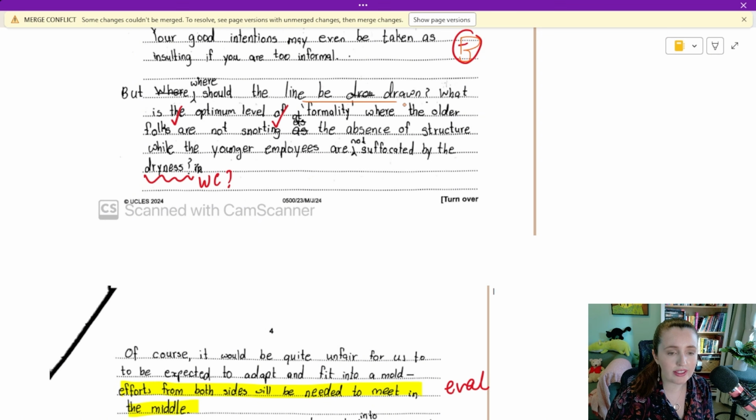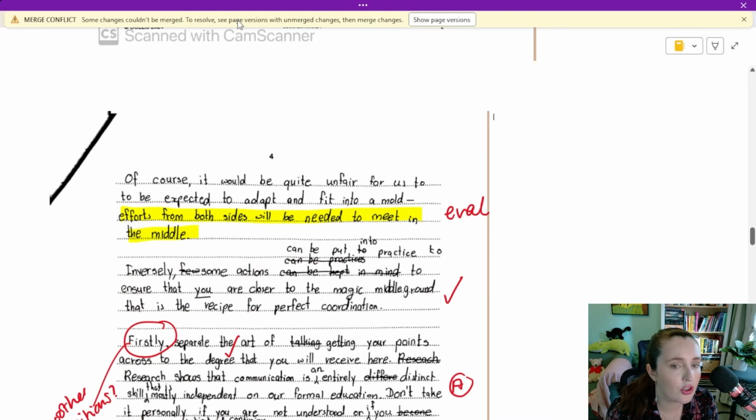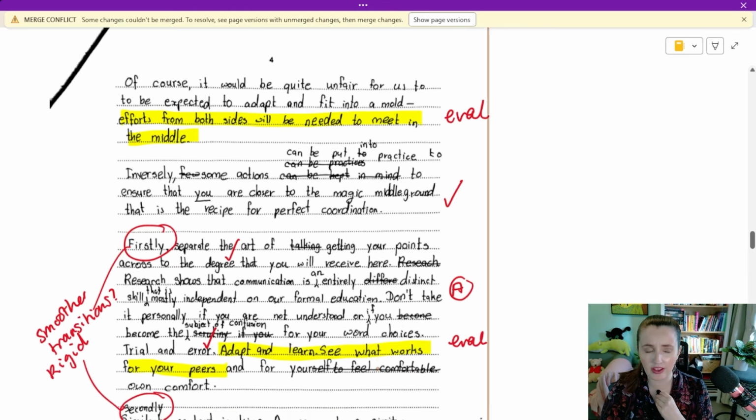She's got lots of points that could be evaluated, but because she's in this kind of mindset of summarizing, she hasn't really started evaluating yet. Okay, now she does. Of course, it would be quite unfair for us to be expected to adapt and fit into the mould. Efforts from both sides will be needed to meet in the middle. Her first area of evaluation here. Inversely, some actions could be put into practice to ensure that you are closer to the magic middle ground that is the recipe for perfect coordination.